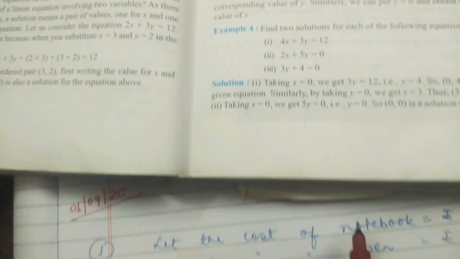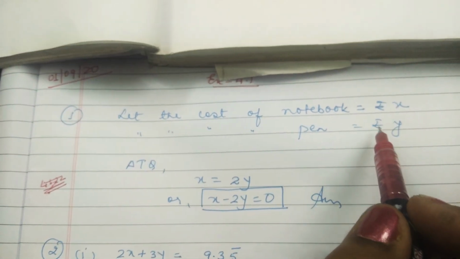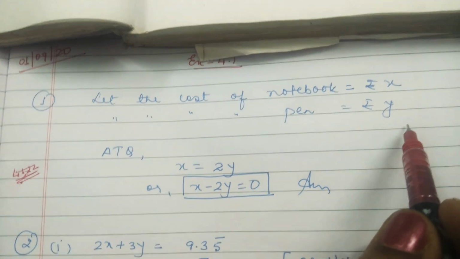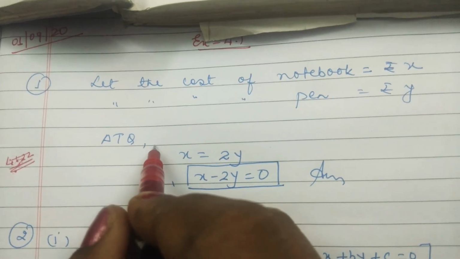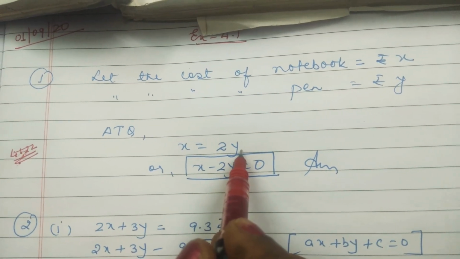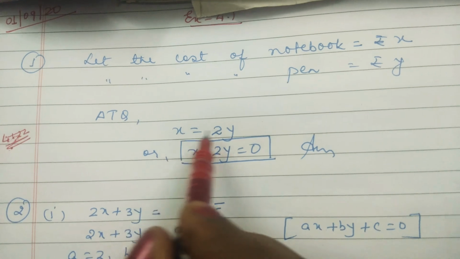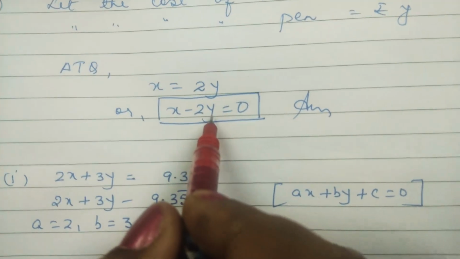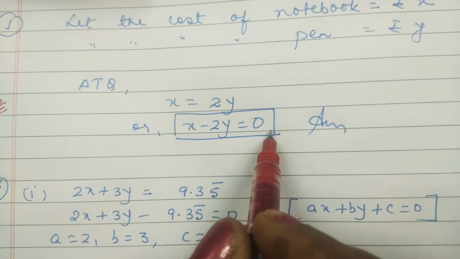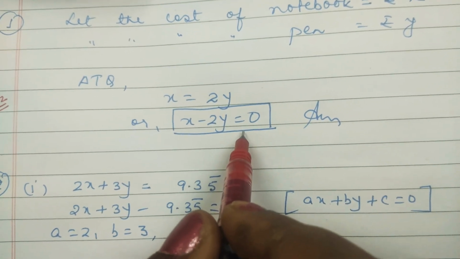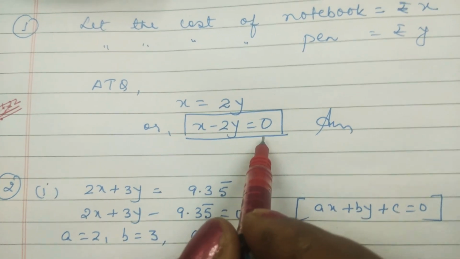For this, let us take the cost of a notebook as rupees x and the cost of a pen as rupees y. According to the question, the cost of a notebook is twice the cost of a pen. So x equals 2y, or x minus 2y equals 0. So this is the linear equation in two variables to represent this statement.